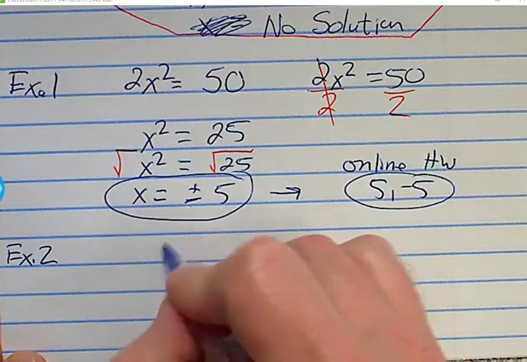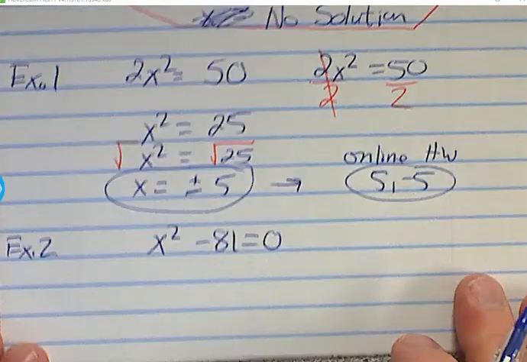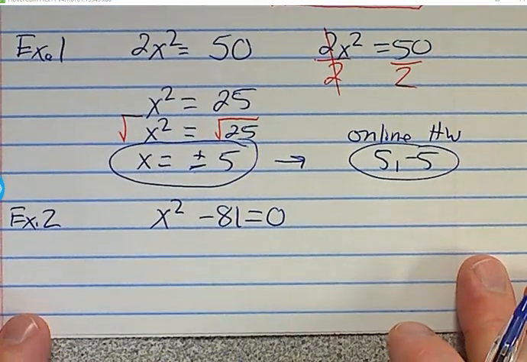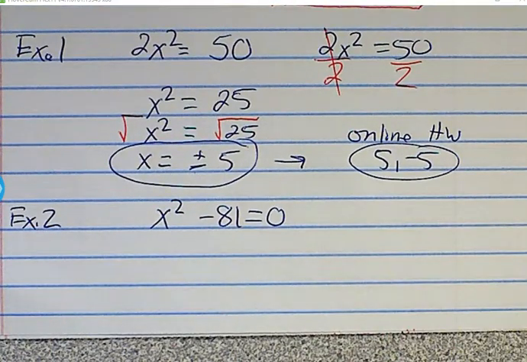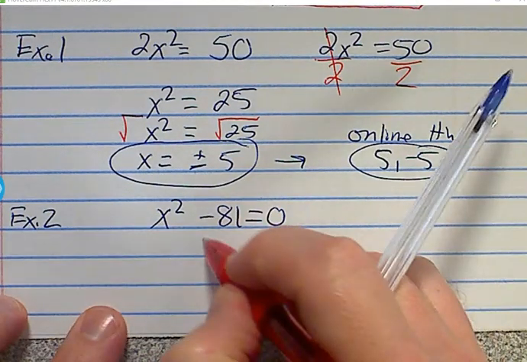Okay, let's give you another one that's pretty short here. Let's say you've got x squared minus 81 equals 0. Okay, again, if they tell you to solve by square roots, you've got to get the x squared by itself, so the first thing you would do is add 81 to both sides.